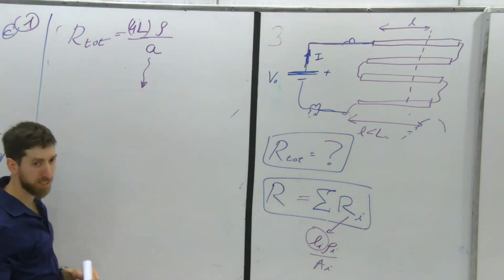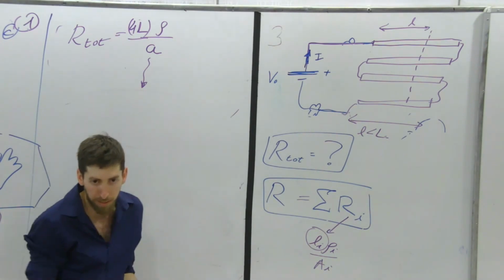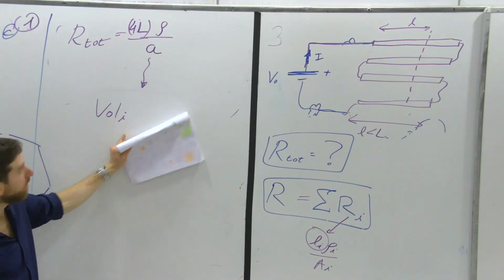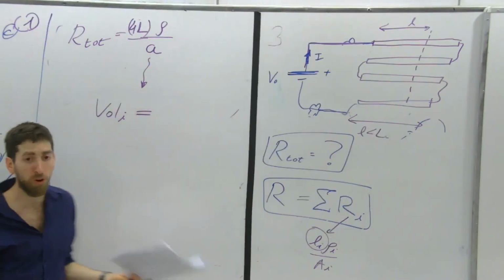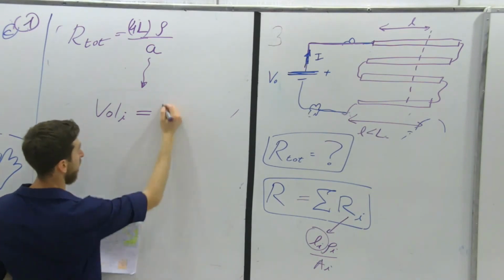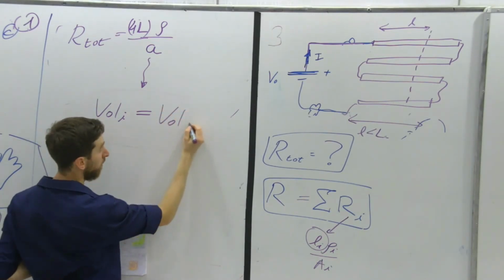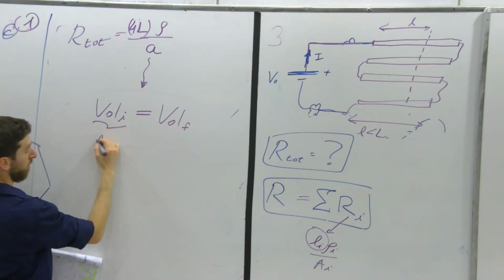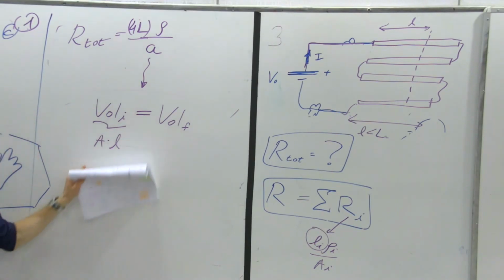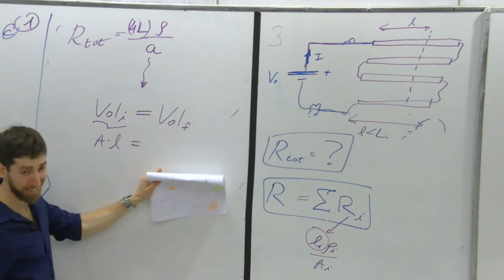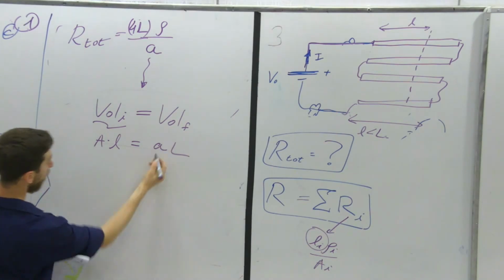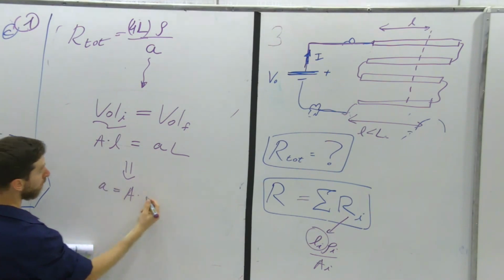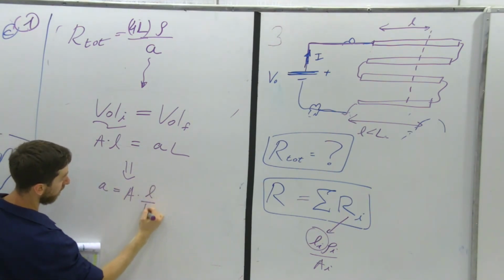So how can we find this A? Exactly what I said. I know that in the beginning there was some initial volume, and no volume disappears in the process. It must be equal to the final volume. And what is the volume at the beginning? Small a multiplied by small l, right? And what is the volume at the end? Capital A multiplied by capital L. So we can get our A outside: it's actually a multiplied by l divided by L.